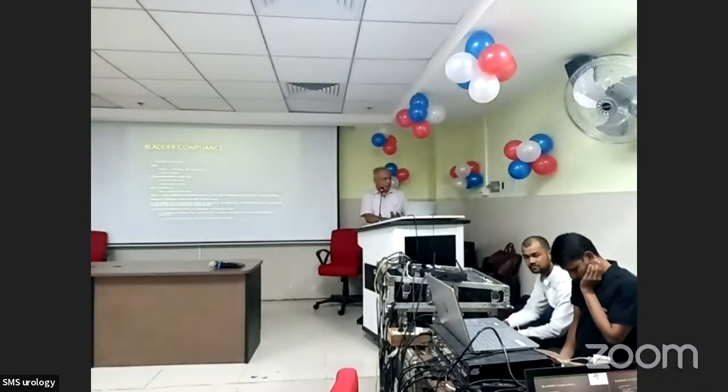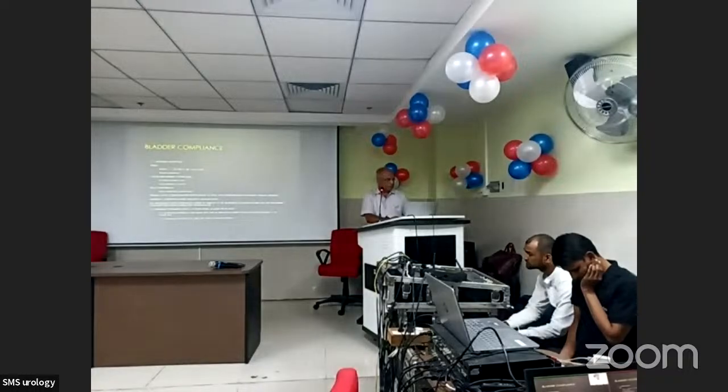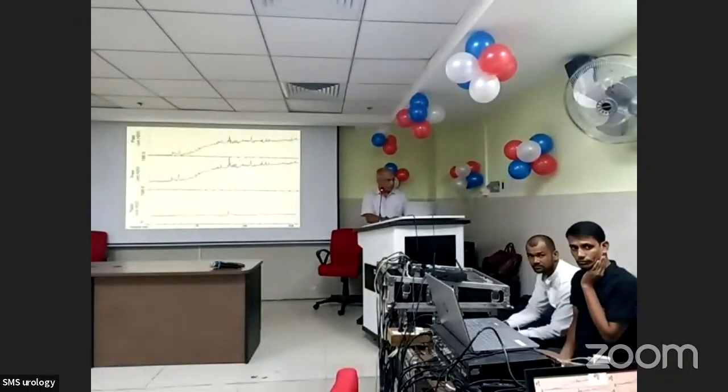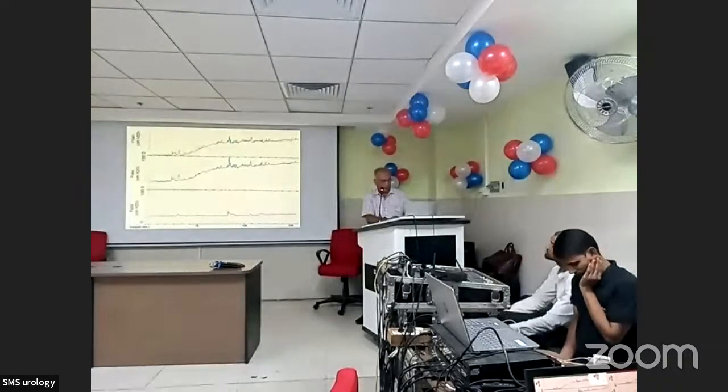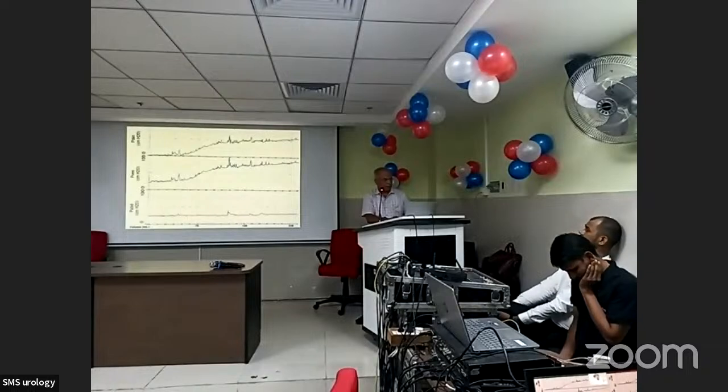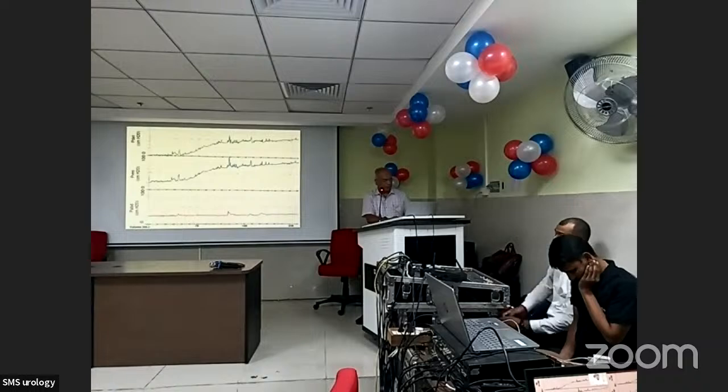Compliance should not be calculated at the time of detrusor contraction. This is what a typical graph with pure compliance would look like, in which detrusor pressure is constantly rising and the abdominal pressure is not affected during this stage.